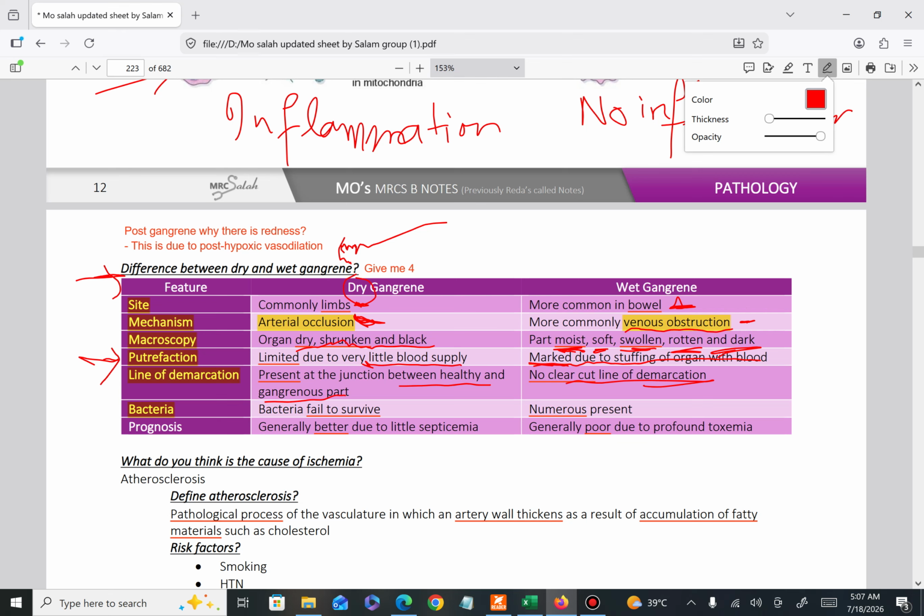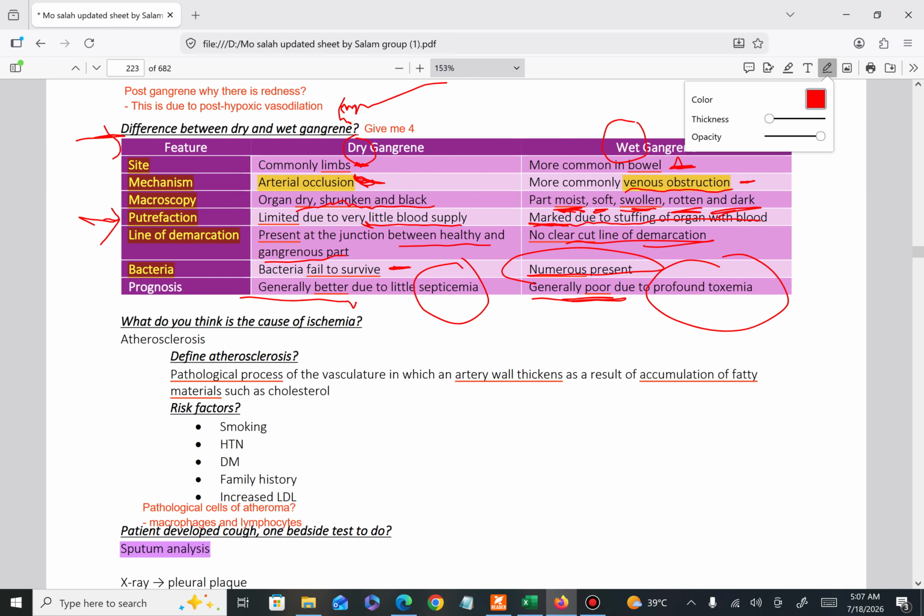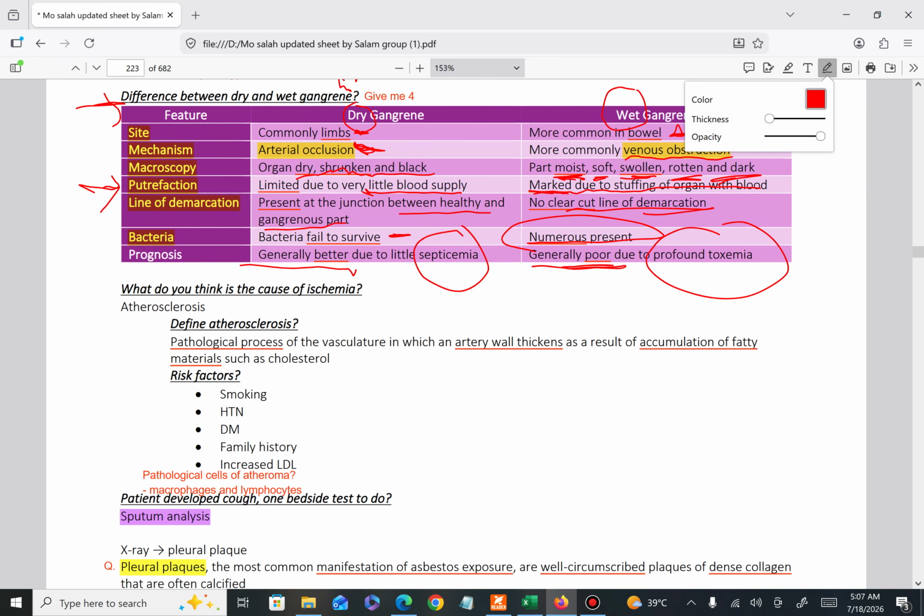Bacteria will be absent in the dry gangrene, while in the wet gangrene there are numerous bacteria present. The prognosis of the dry gangrene is better due to little septicemia, while in the wet gangrene the prognosis is poor due to profound toxemia. Okay, so these are the differences between the wet and dry gangrene.